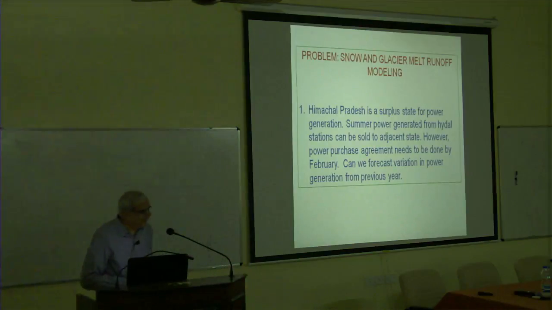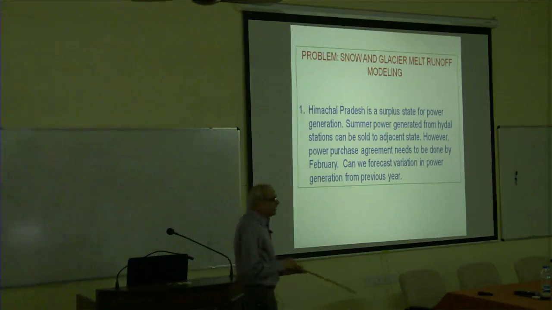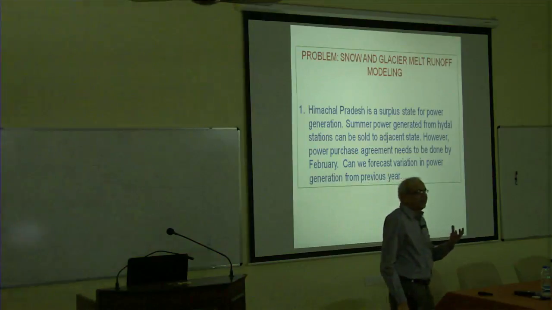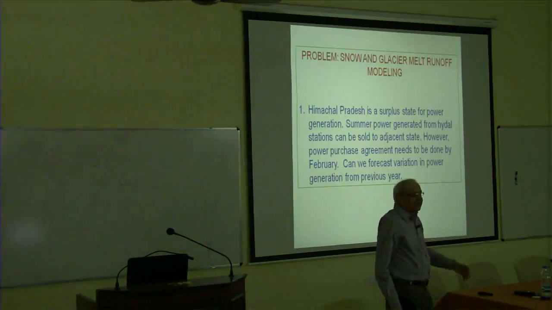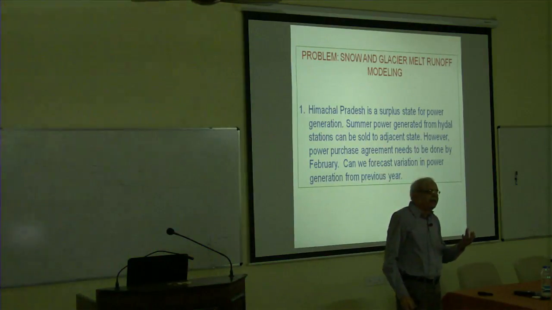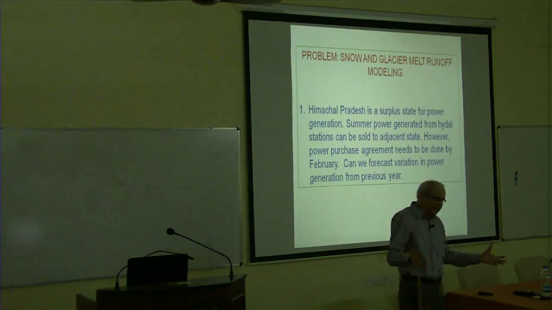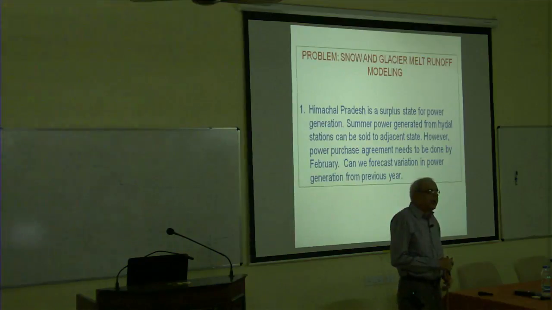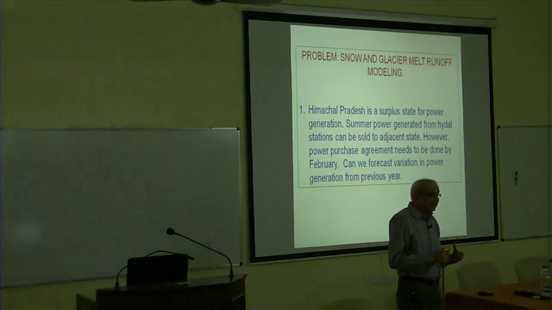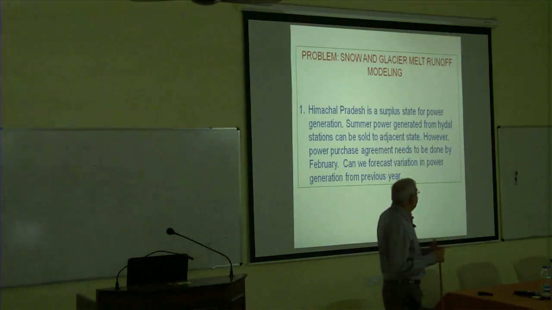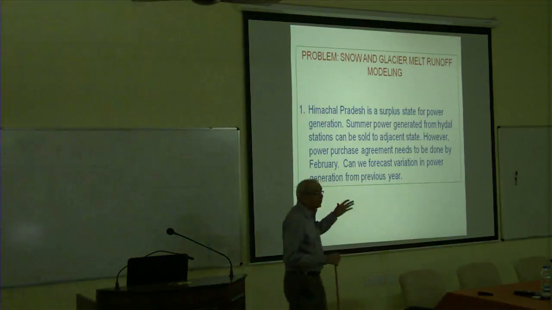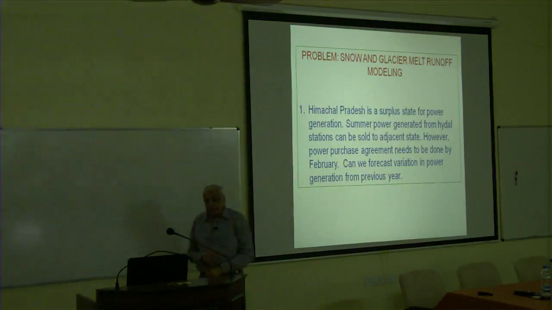So now you look in terms of any model, like say Martinec. This is the problem. The Martinec and Rango model, which is used for large regions, and where sometimes there are glaciers present in those regions, may not help you to address this problem, maybe.